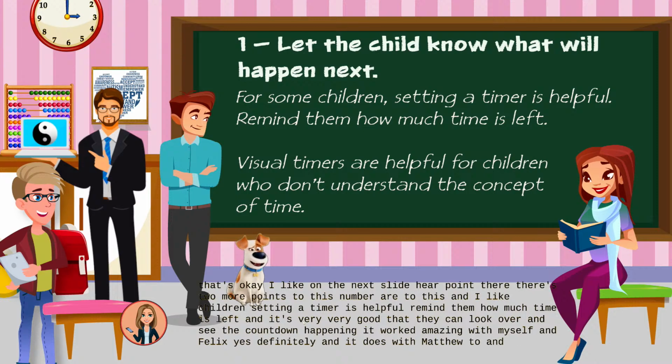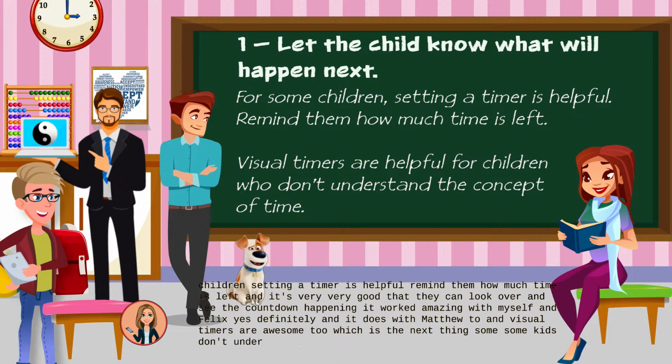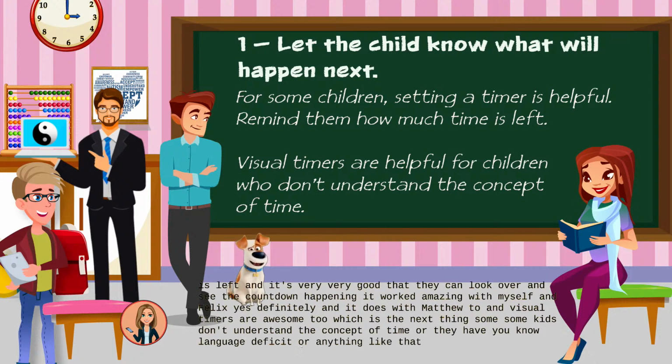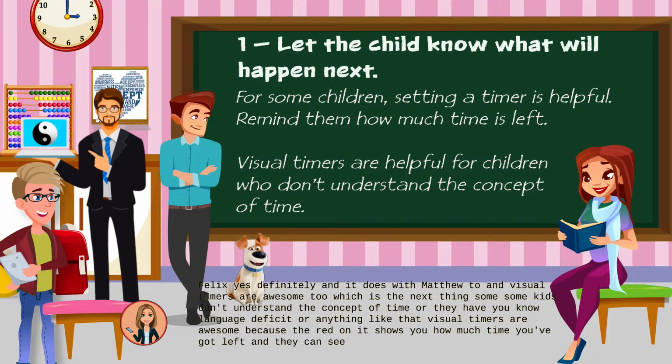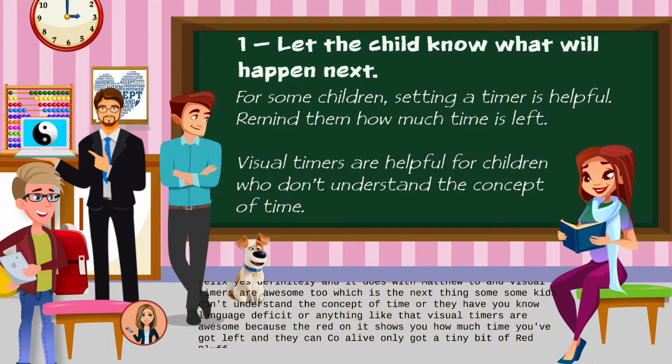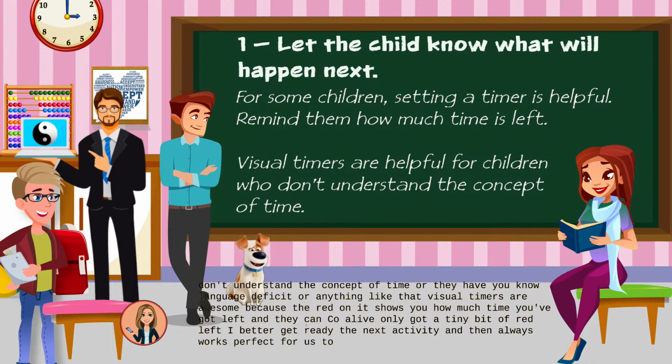And visual timers are awesome too, which is the next thing. Some kids don't understand the concept of time, or they have language deficits or anything like that. Visual timers are awesome because the red on it shows you how much time you've got left, and they can see, oh, well, I've only got a tiny bit of red left. I better get ready for the next activity. And that always works perfect for us too. He started out with a visual one.